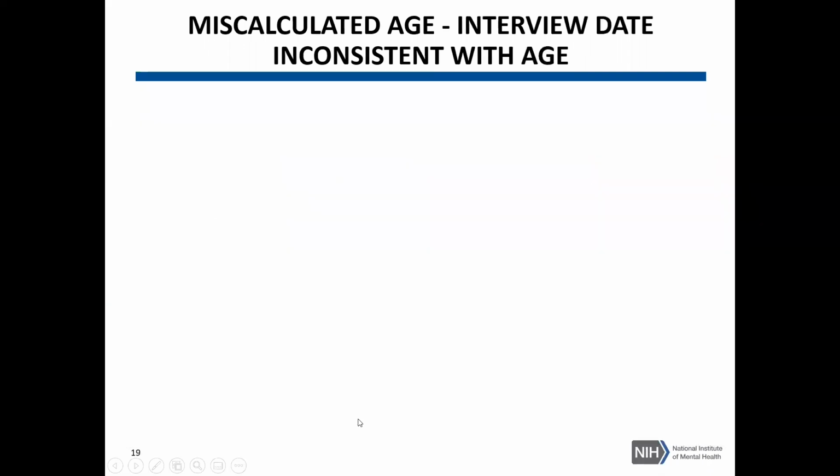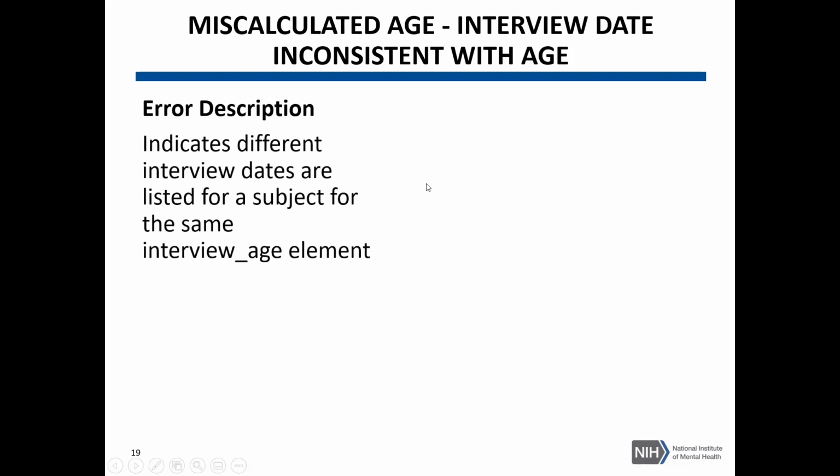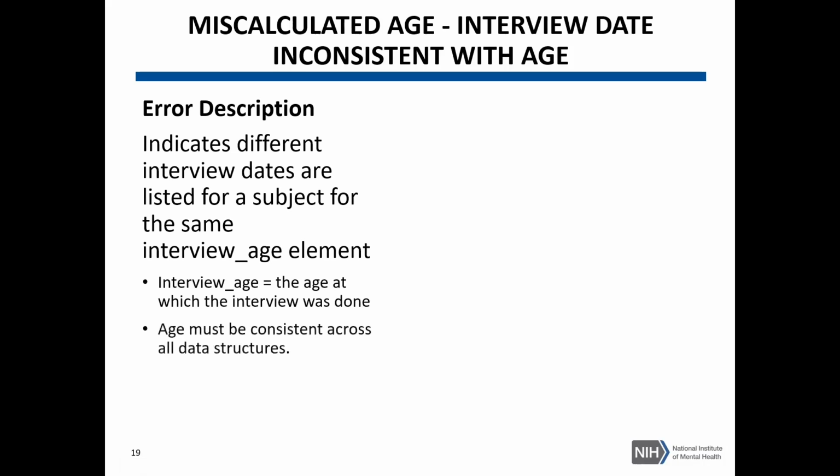You may see a similar error where now the interview date is inconsistent with age. And this will indicate that there are different interview dates listed for a subject with the same interview age element. Again, the interview age is the age at which the interview was done, and the age must be consistent across all data structures.